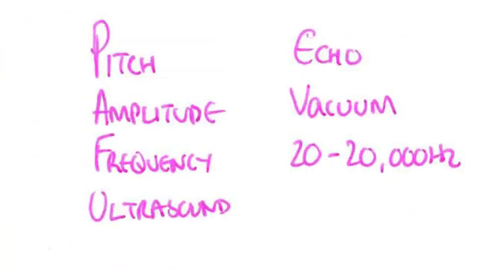Right, these are the key words that you need to memorize or have cards for. You must know what I mean by pitch, amplitude, frequency, ultrasound, echo, vacuum, and 20 to 20,000 Hertz, which is the range of our hearing. Vacuum, of course, means taking all the particles out. Echo is a reflection of a hard surface. Ultrasound is any sound above 20,000 Hertz.